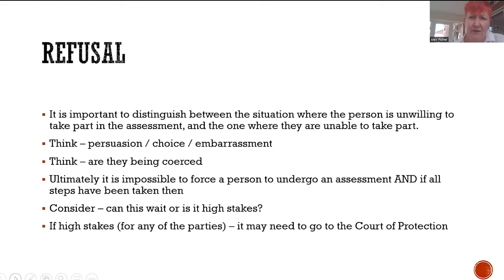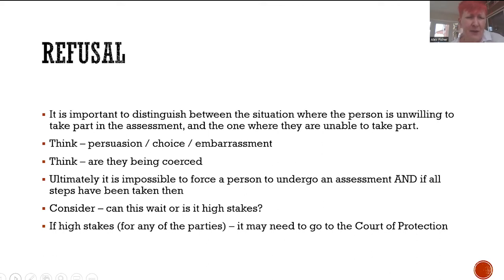So if we think that they're unable, what we need to think about is persuasion. Can they help us understand? Can we give them choices around where and when the assessment is undertaken? What's this about? If they're unable or they're unwilling, is it about embarrassment? So we can get quite creative again.